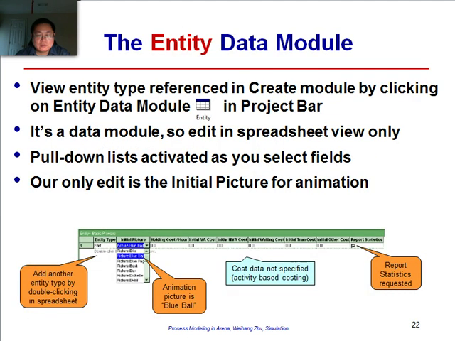Remember earlier we saw the part entity type in the Parts Arrives to System module. If you click Entity in Basic Process panel, you can see all the entities defined for the model. Here we only define one type of entity, part. If you double-click empty area of the spreadsheet view, you can add a new entity. Here we want to change animation picture to blue ball.